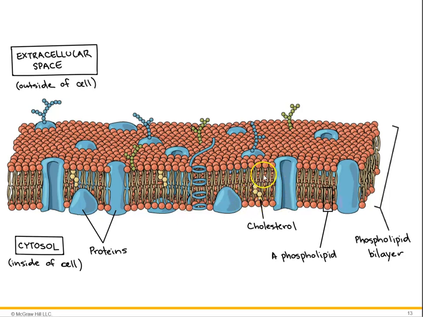Notice here is a cholesterol molecule, and you'll see them interspersed throughout the plasma membrane. What these do is they prevent the phospholipid bilayer from being too flexible, too fluid. They give it a little bit of rigidity, a little bit of stability, preventing these proteins from floating all over the place.